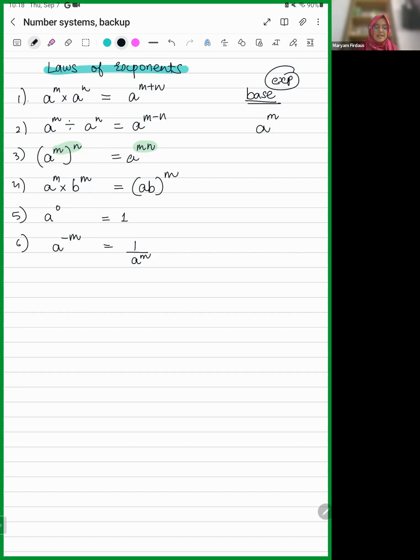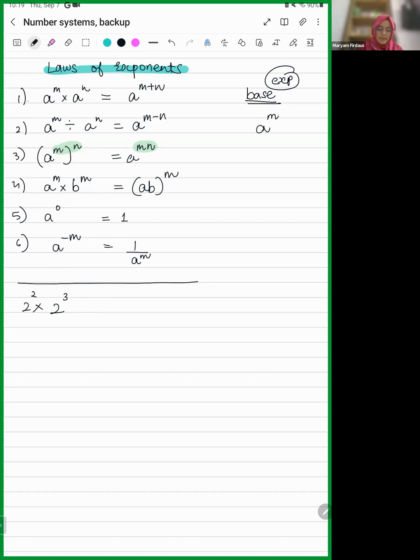So can someone give me an example of the first one? Yes, Prishita. We have 2 raised to 2 into 5 raised to 3. But this is not the first one, because the first one has to be a and a; the base has to be the same. Here the bases are different. So 2 raised to 2 multiplied by 2 raised to 3.